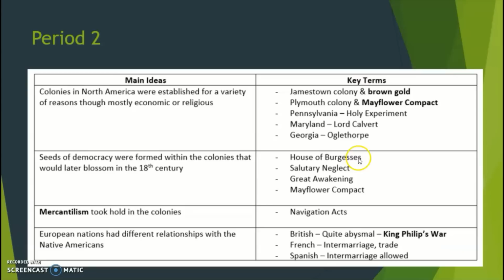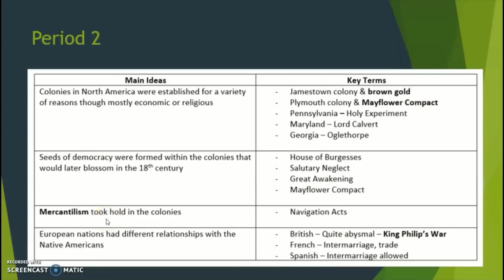So we see this, for example, in Virginia with the House of Burgesses. We also see this during this long time period of salutary neglect, where England is basically going to be hands off, essentially allowing the colonies to govern themselves, and that's going to give the colonists a taste of some freedom in decision making. We'll also have the Great Awakening, which is going to be the first uniquely American experience together, as at this point, a lot of the colonies are very different, and this is going to be the first unified religious experience, hence an awakening at this point, and then, as I mentioned earlier, the Mayflower Compact.